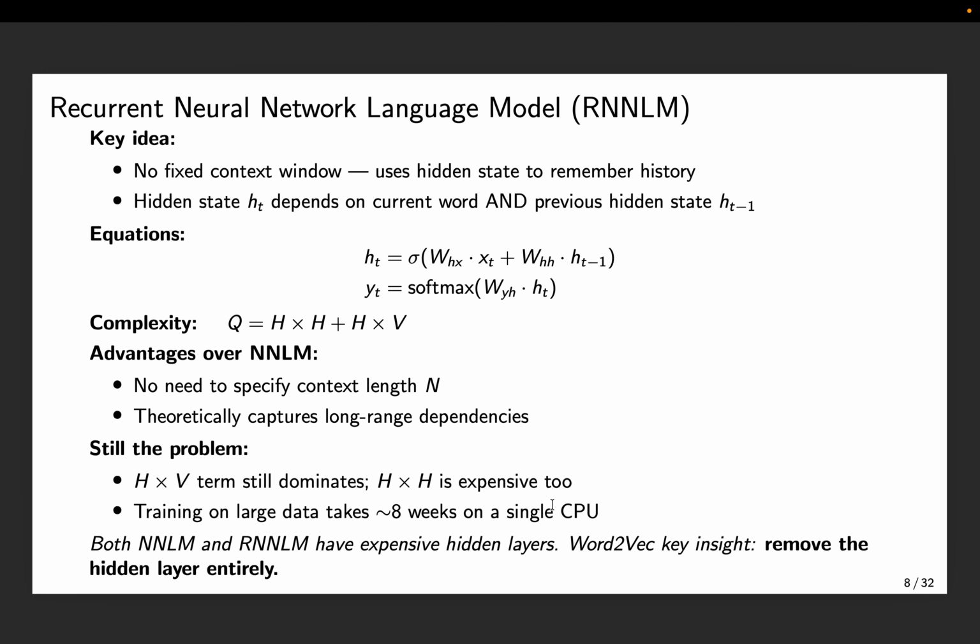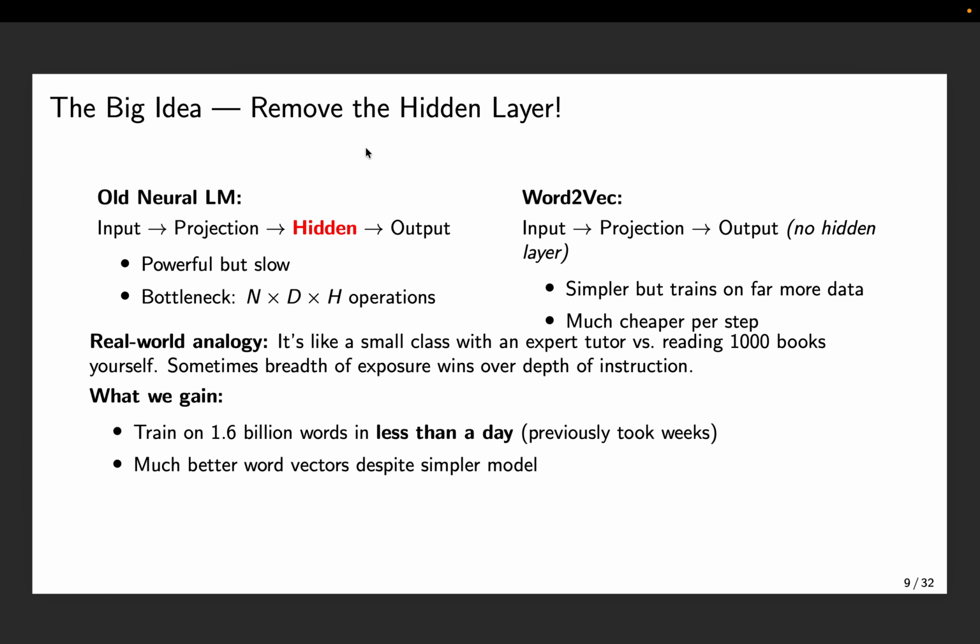So the word2vec paper asked, can we strip away the expensive parts and still get excellent representations? Now coming to the core insight of word2vec, this is the main idea of how word2vec innovated. Word2vec's key innovation is beautifully simple: remove the non-linear hidden layer entirely. On the left, the old neural LM: input to projection to hidden layer to output. The hidden layer gives the model a lot of expressive power, but it's a computational bottleneck. On the right, word2vec goes from input to projection directly to output. That's it, no hidden layer.